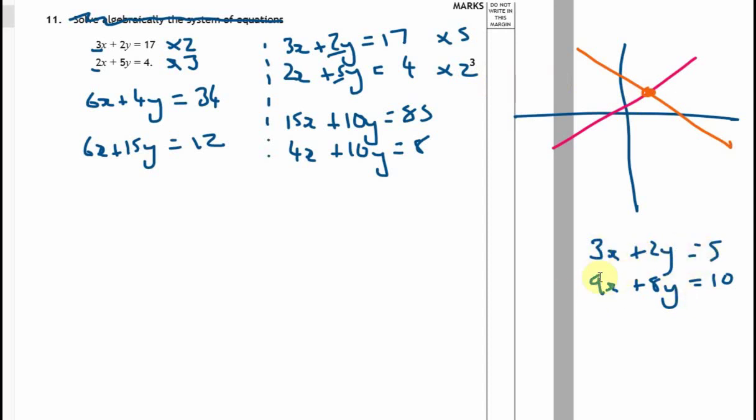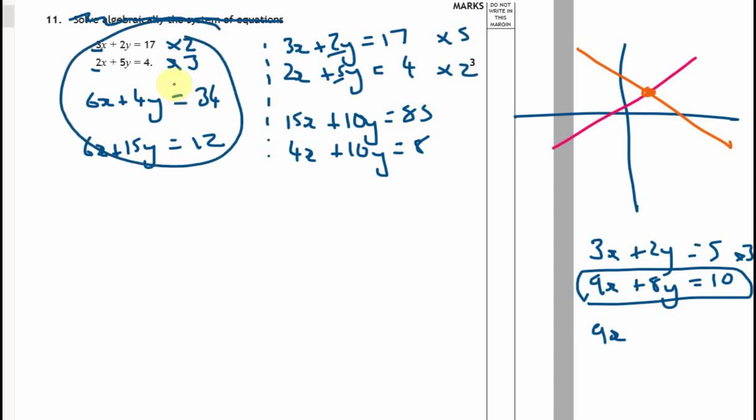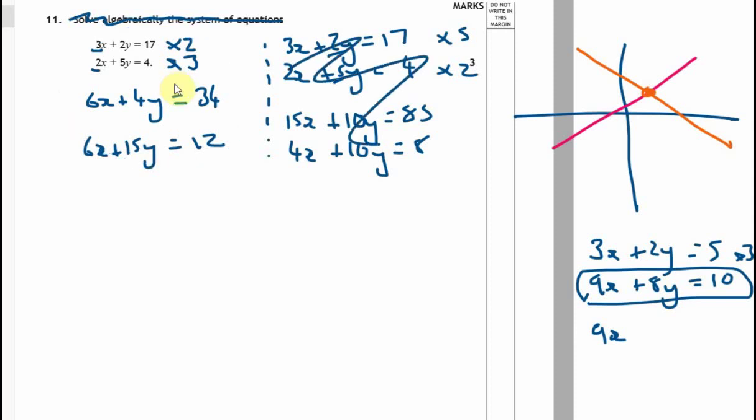You could do that. But you could also say, well, I know 3x times 3 gives me 9. So I'm going to leave this equation as it is, and I'm just going to times the first equation by 3 to get the 9x. You can do it that way as well, but timesing by the opposite coefficient is always going to work. I'm just going to go through with this first one, and that was just an example of what you could do.